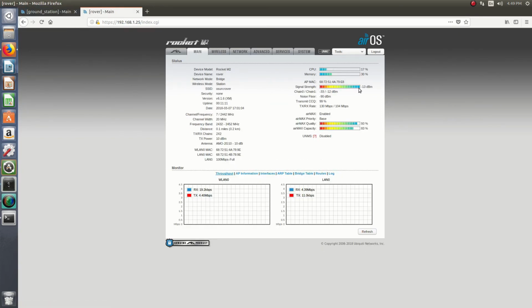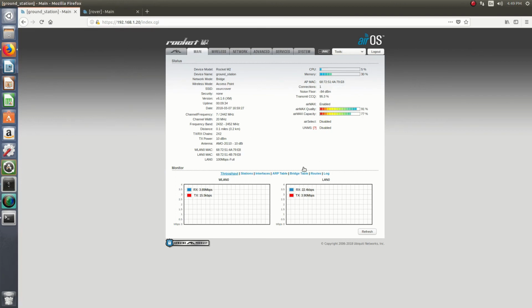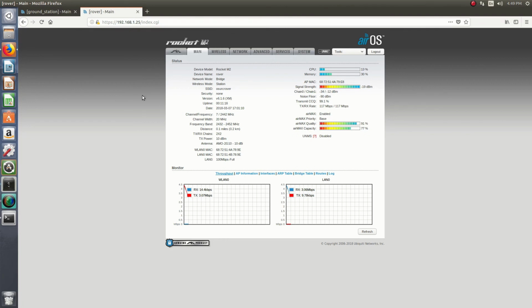One important thing to note is that all of this information can be obtained by connecting to these radios over SSH and querying them directly for their statuses. These are the numbers that are shown on the Rover GUI.